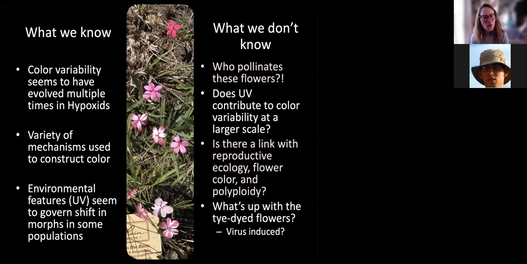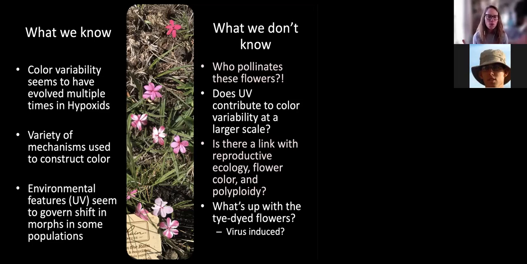Then we wanted to know if there is a link between reproductive ecology, flower color, and polyploidy. This I'm very excited about because we have some insight into the ploidy levels of Platypetala, Bowerii and Confecta, and how this might affect the anthocyanin biosynthesis pathway, and how reproductive ecology, in terms of vegetative versus sexual reproduction, might give one morph the edge over another. So we're trying to figure that out.